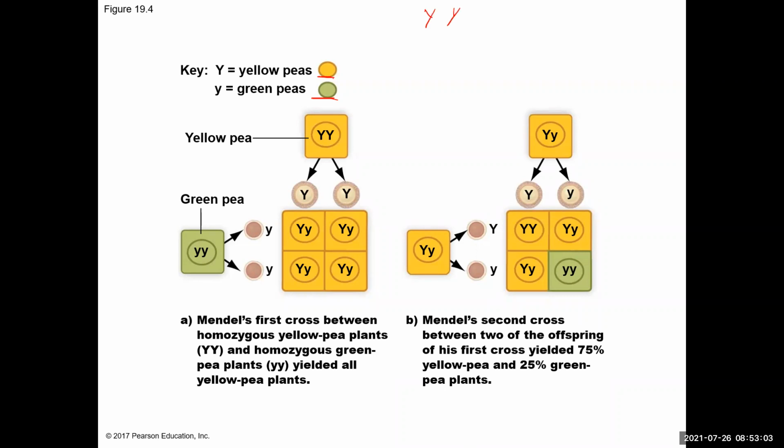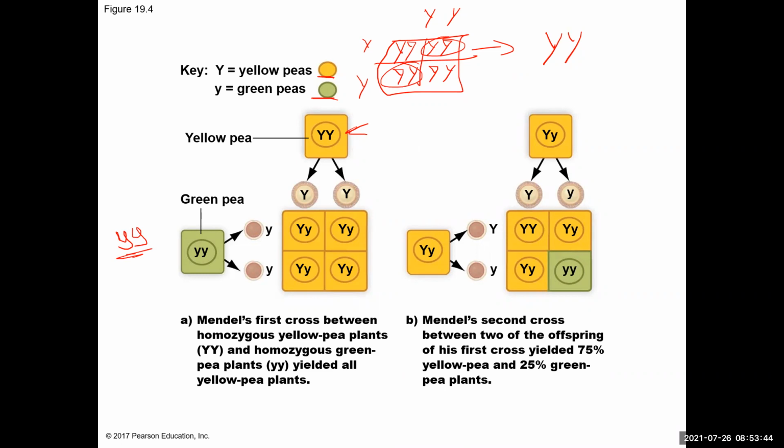So if we do a Punnett square for capital Y, homozygous dominant, with two individuals, you always get homozygous dominant. And then if you take this offspring and breed them together, you always get homozygous dominant. So it's pure breeding for yellow color. Same thing for the green pea plant. If you always use your lowercase, you're always getting homozygous recessive, so always green peas. So these are pure breeding plants for their respective trait.